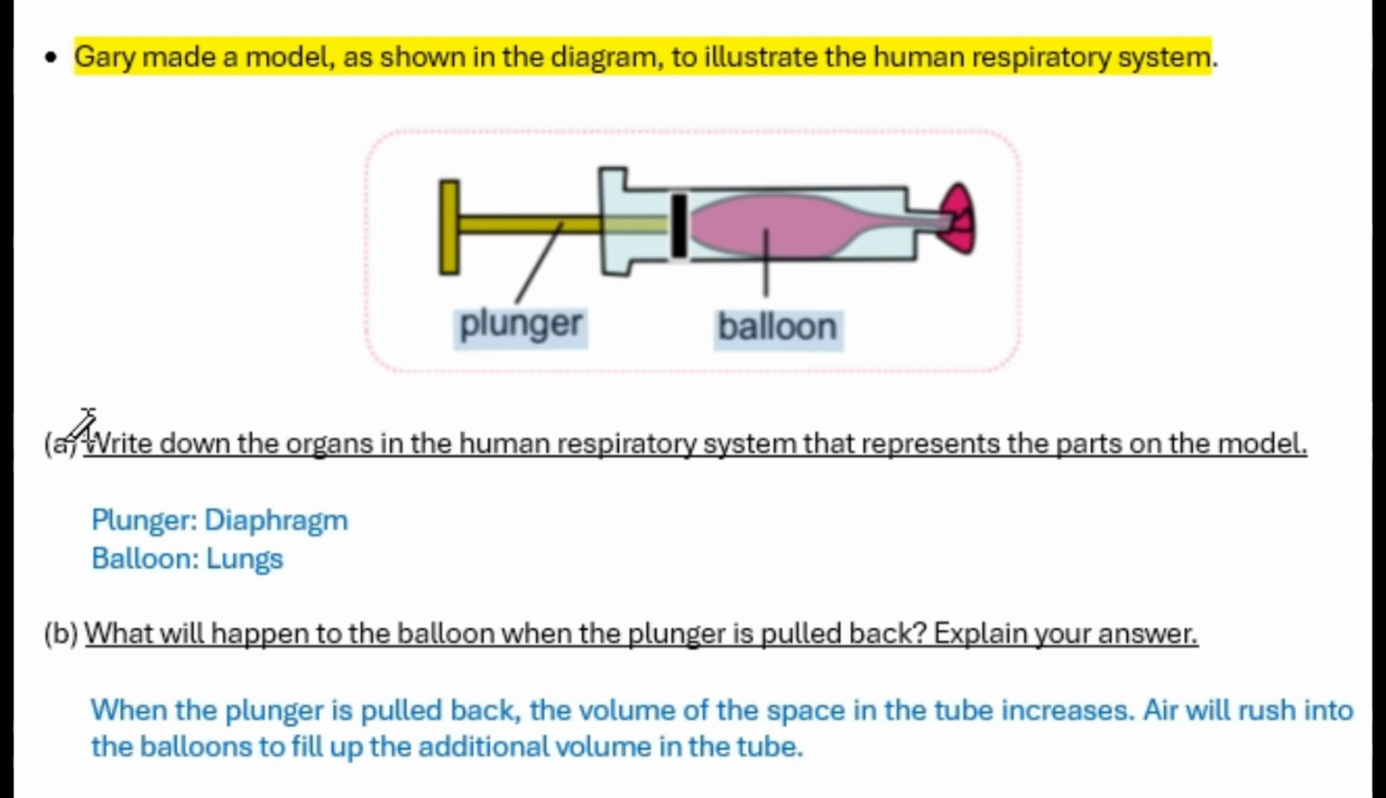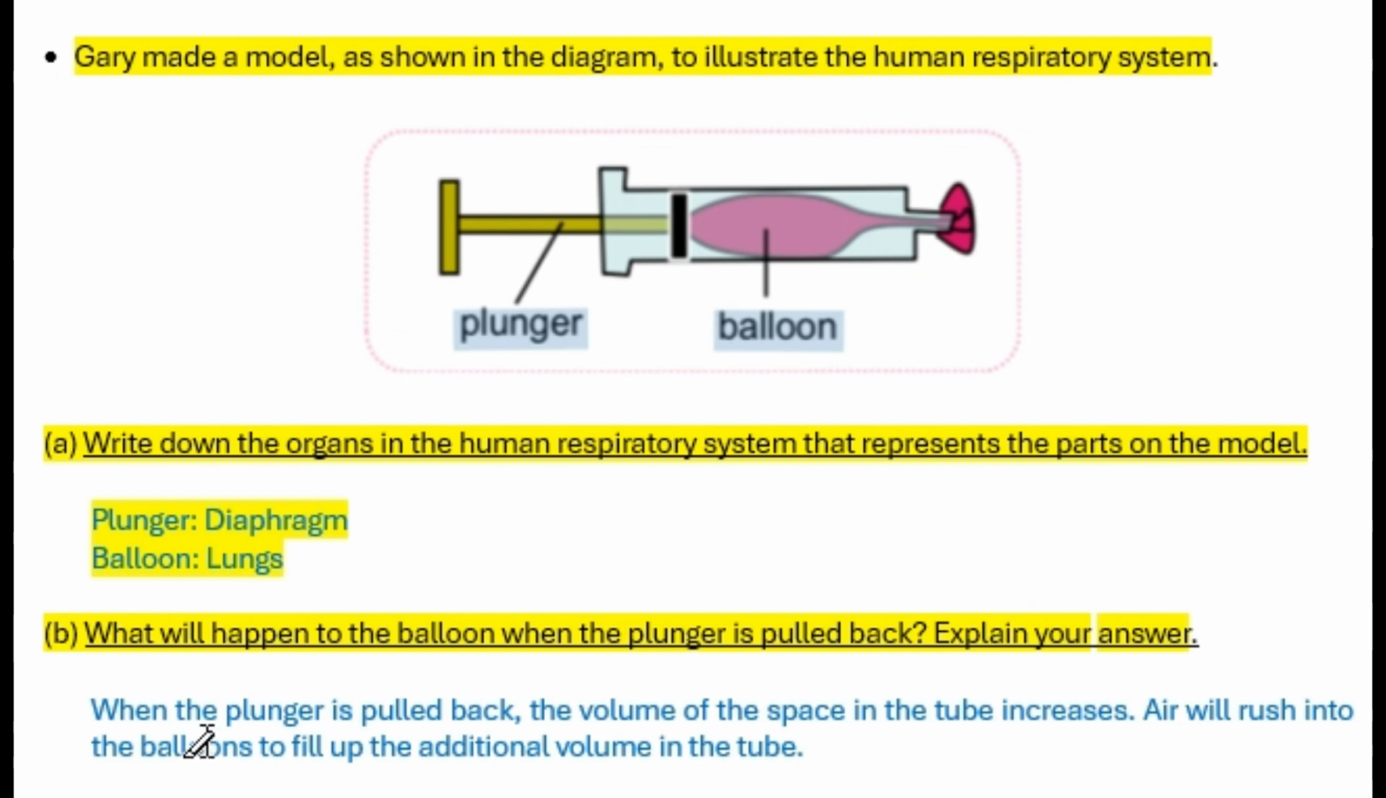Gary made a model, as shown in the diagram, to illustrate the human respiratory system. Write down the organs in the human respiratory system that represent the parts on the model. Plunger, diaphragm. Balloon, lungs.